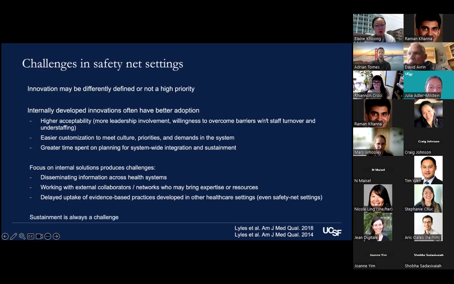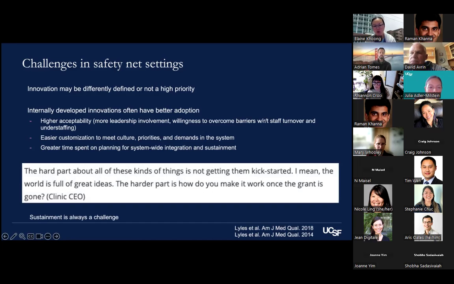And one other thing to highlight here is that sustainment is so key in implementation in safety net settings. It's a challenge in any healthcare system, but in particular, I hear this all the time, and I see this all the time, even in my short time here, as this person says, it's not hard to get things kickstarted. The world's full of great ideas, but how do you make it work once the grant is gone? Building sustainment in is really challenging. So I want to provide that as some background.